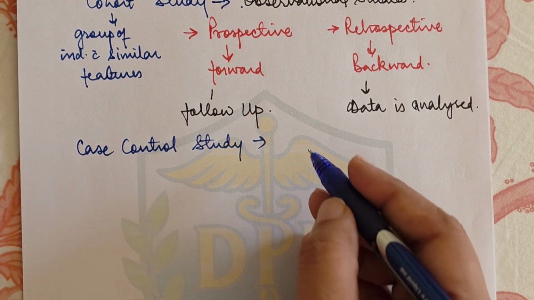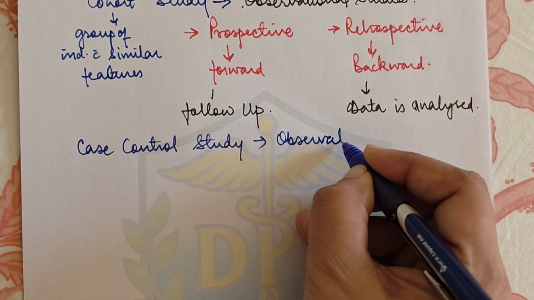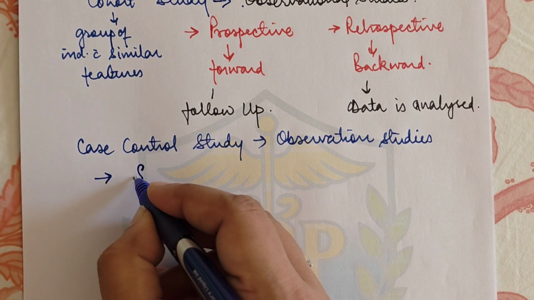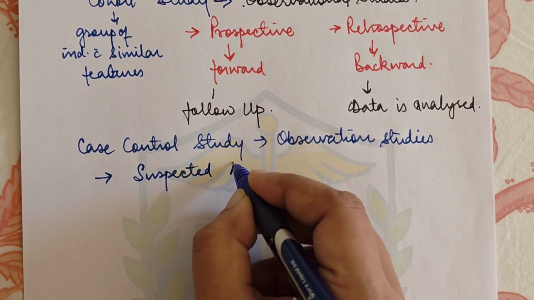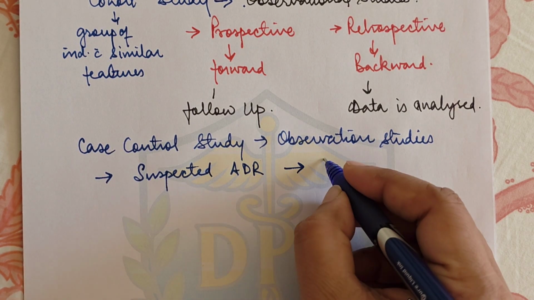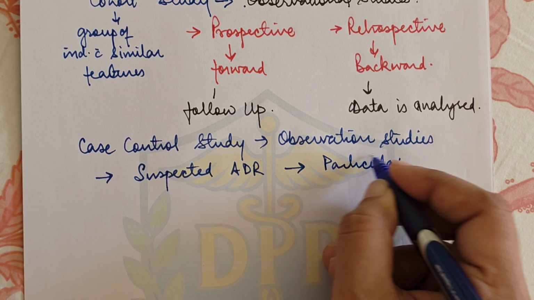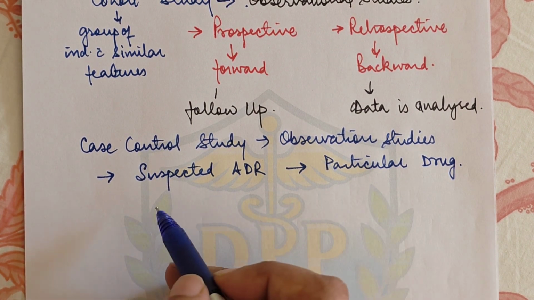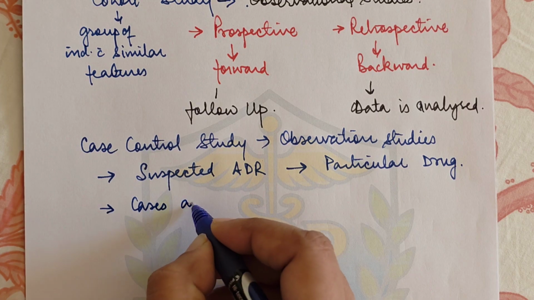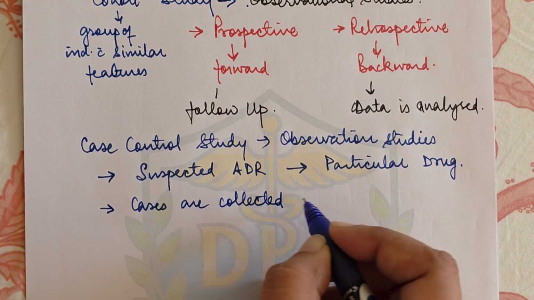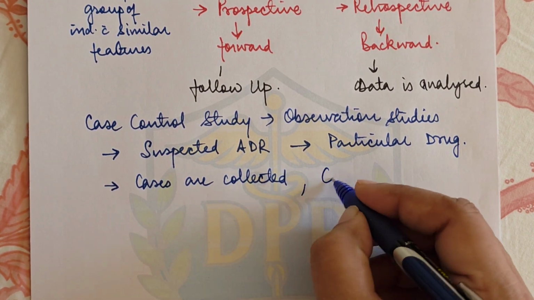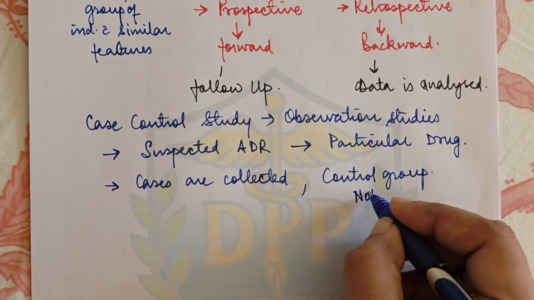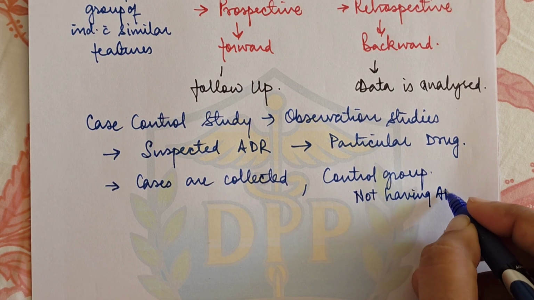Now what is case control study? Basically these are also observational studies, and the main design pattern is basically a suspected adverse drug reaction with a particular drug. So with this hypothesis that a particular drug has caused a ADR, the cases are collected, and by going back in time, all the hospital records, disease registries are done. Then one control group is also created, which is taking the drug but not having the adverse effect.